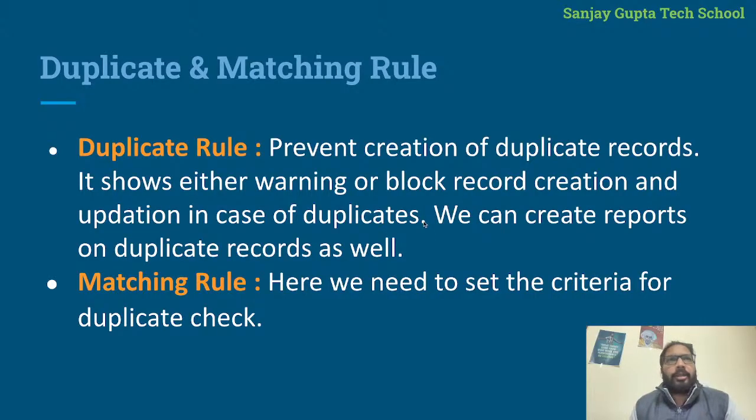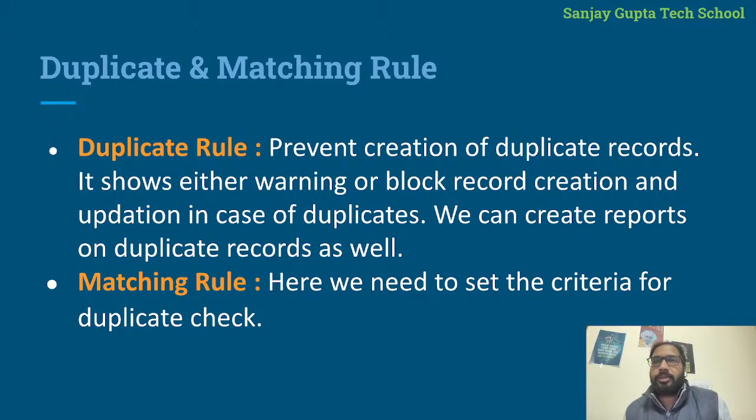Coming to the topic, we have two types of rules available in Salesforce. Whenever you want to prevent creation of duplicate records, for example student records, as we created the student object and its tab, we can create lots of student records, right? Now there is a requirement: you want to apply a check if two students have the same email ID, the same phone number, or matching first name and last name.